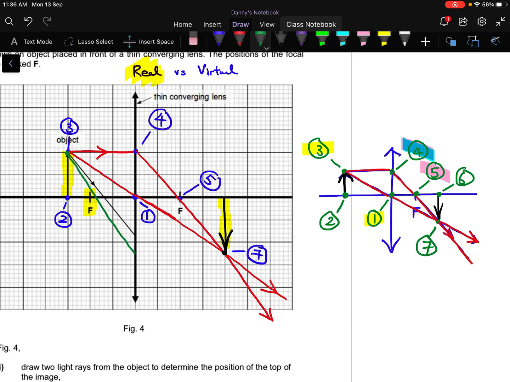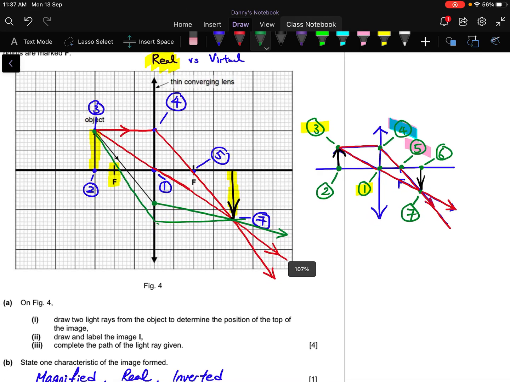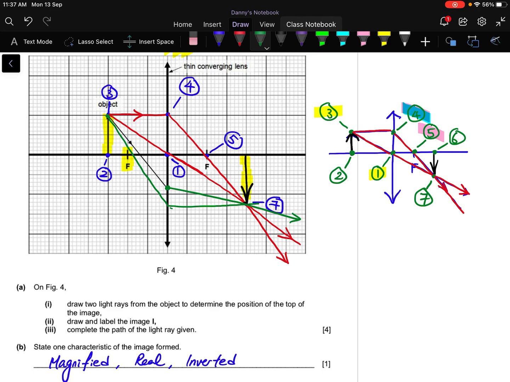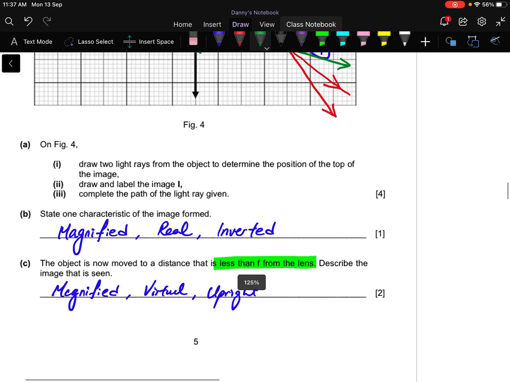Any ray that comes from the object will just converge, right? Any ray will just converge. So that is this simple. So I hope now you know how to approach this.